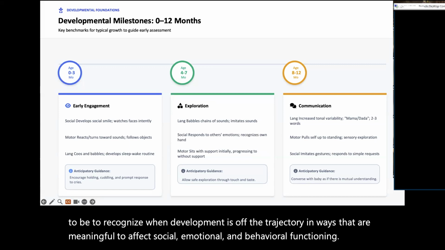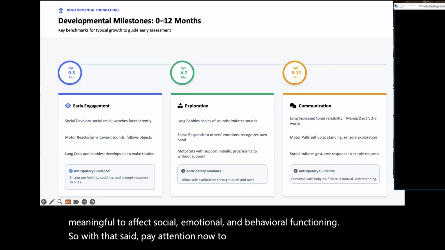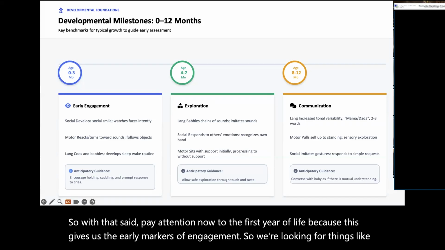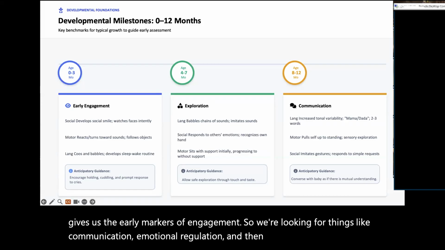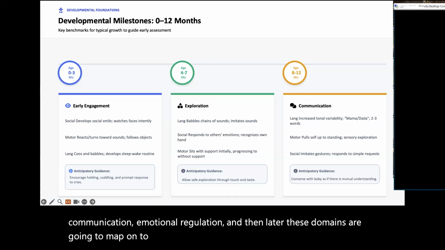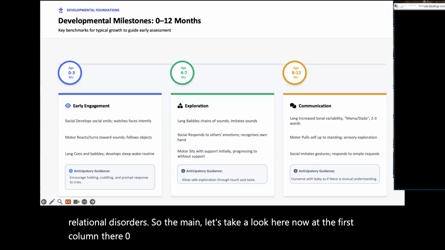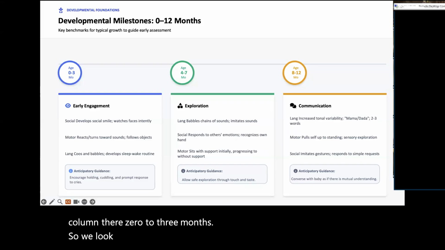So with that said, pay attention now to the first year of life, because this gives us the early markers of engagement. So we're looking for things like communication, emotional regulation, and then later these domains are going to map onto autism, intellectual disability, sensory differences, and relational disorders. So let's take a look here now at the first column there, 0 to 3 months. So we look for early engagement here.